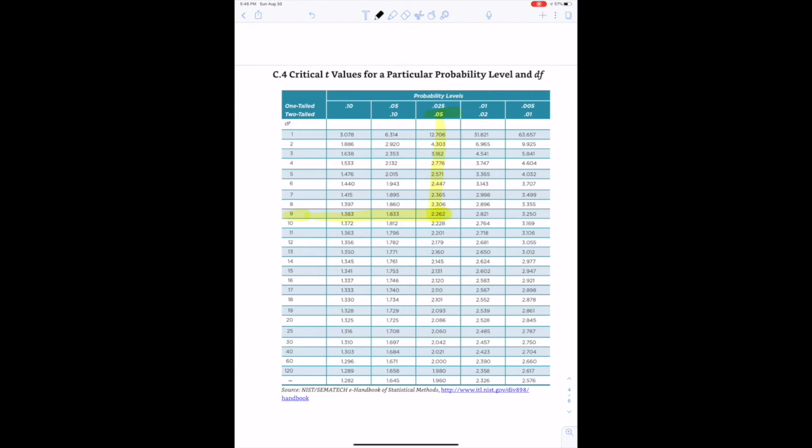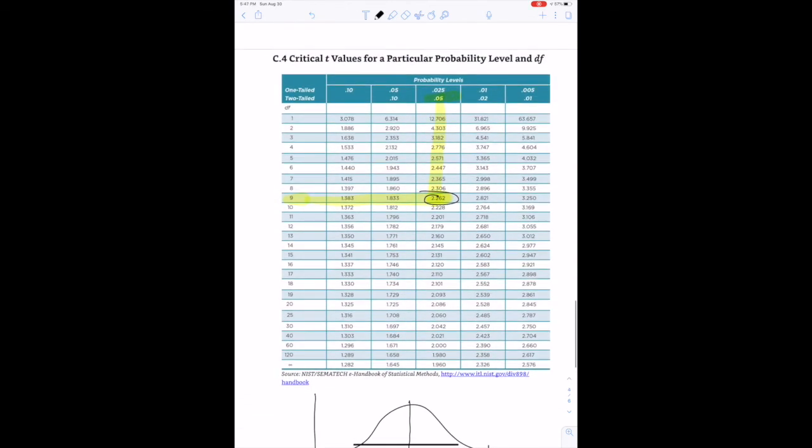Let me do that again. 2.262. So if we take our distribution of the null, we would draw it like this. This is what we would expect to be true. We would expect our data to look like this if our null hypothesis is true. It's a two-tailed test. Did I do it as a two-tailed test? He double checks his work. He did. Good job for me.